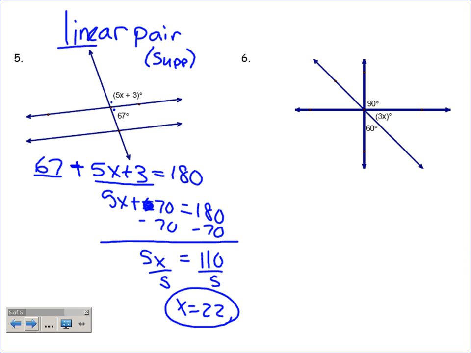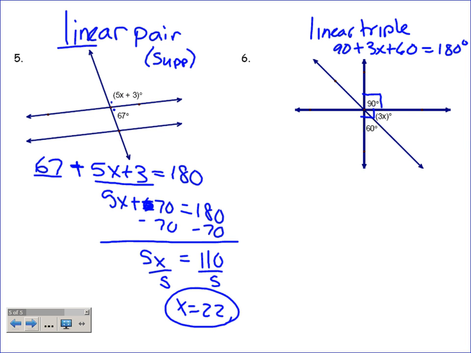Okay? So here's the concept. There's a couple different things we could do here. We know this is 90 degrees, and we should be able to figure out that this is also 90 degrees. So we could do this in two different ways. There's actually two different right answers for this. You could say this is a linear triple, and if you did, you'd say 90 plus 3x plus 60 equals 180. That's one way to do it.